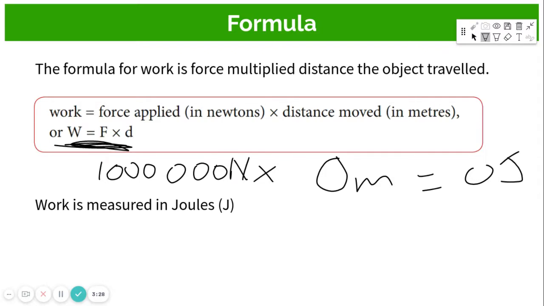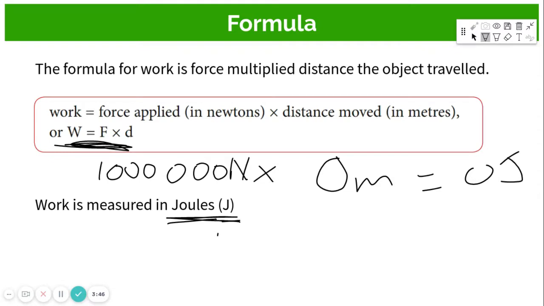All right? So that's why we always need the object to move in the same direction to figure out how much work we're doing. And work is measured in this unit here, joules. That's how the full word is spelled, but we just use a capital J. Okay, joules. It's important to remember.